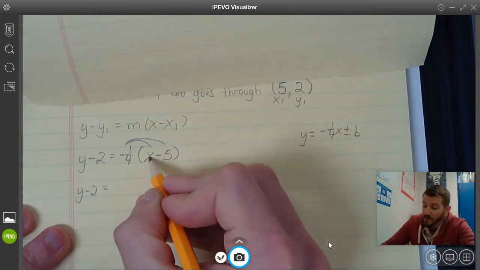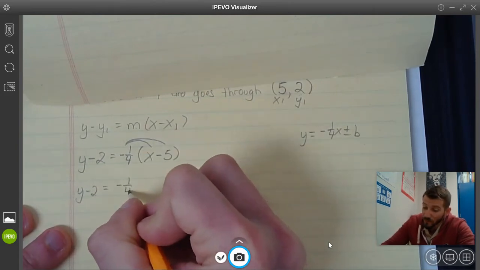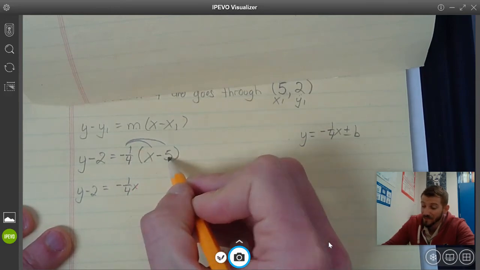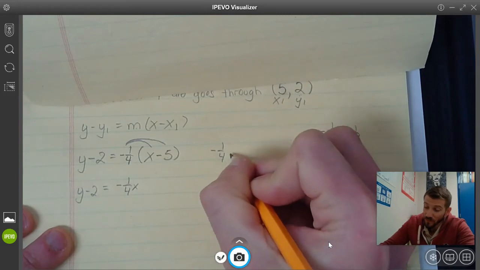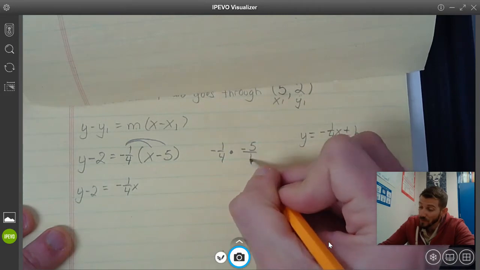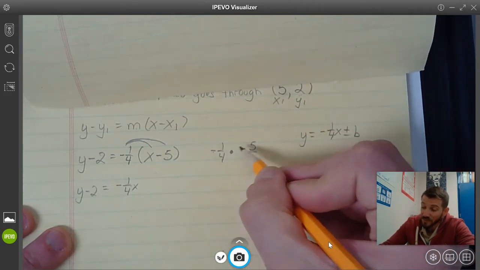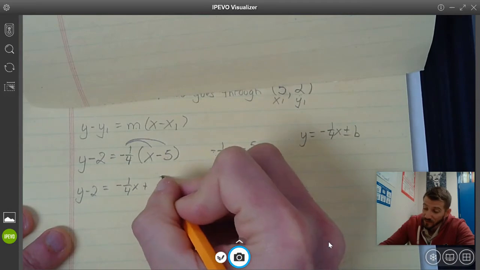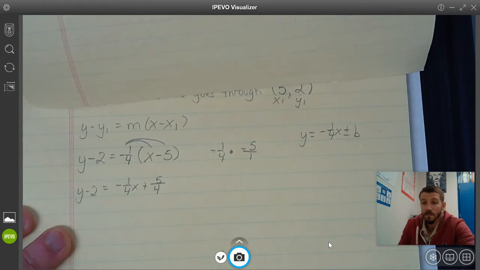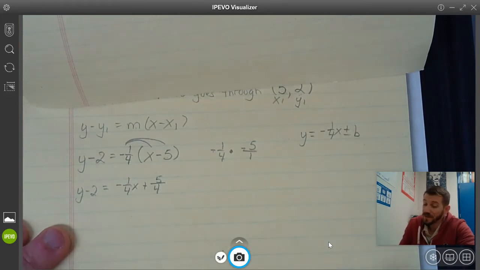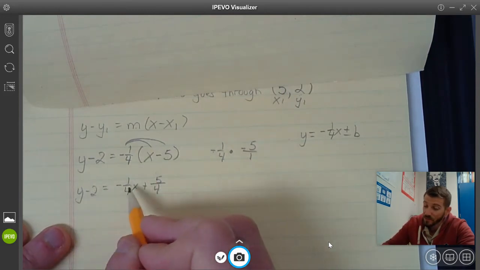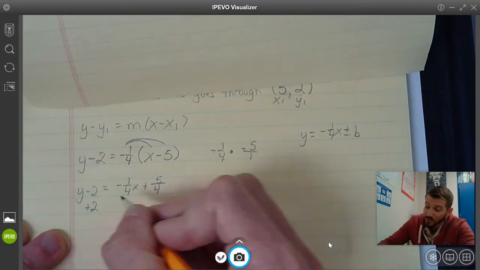negative 1/4 times x is negative 1/4 x, and negative 1/4 times negative 5, as a fraction, you can put it over 1. What's negative 1 times negative 5? Well, we know that's positive 5. And 4 times 1 is 4. Okay. Next and last step is to add. We want to get rid of that minus 2 again, right? Y equals mx plus b. So I'm going to add 2 to both sides.